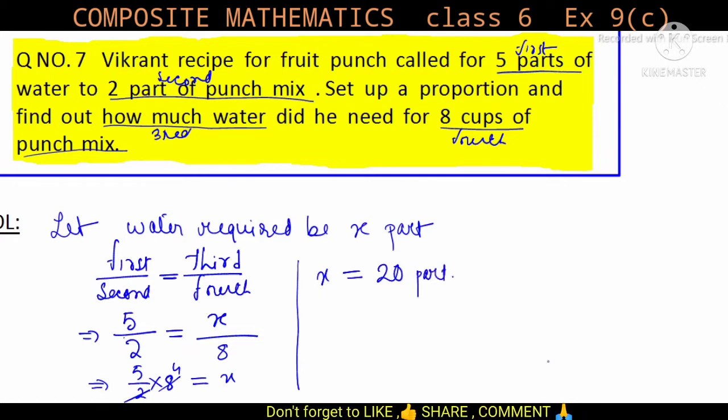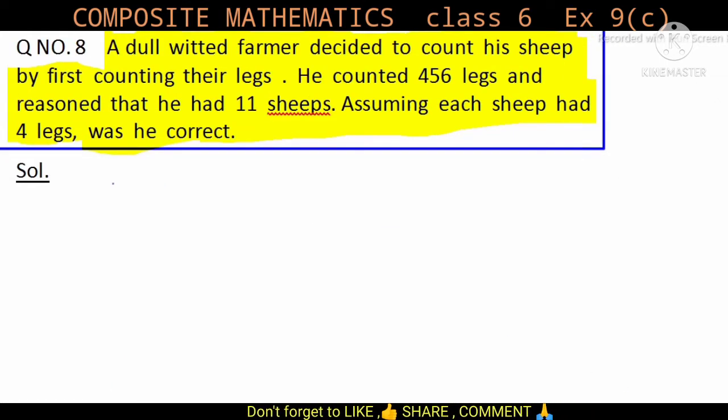This is our answer. So hello students, now we are going to do question number 8. What is given in question number 8? A dull-witted farmer. Dull-witted means he is a little bit less understanding, or we can say he has less mind, is weak, we can say.